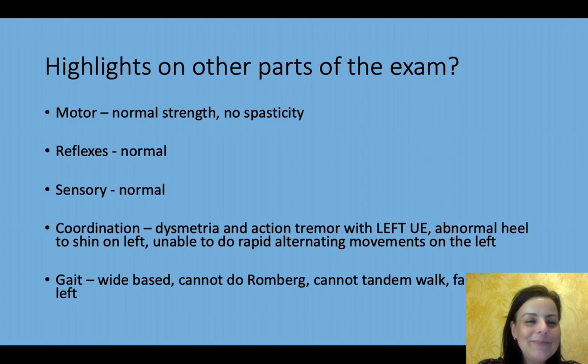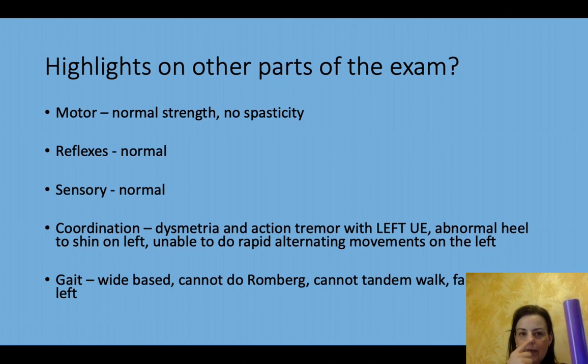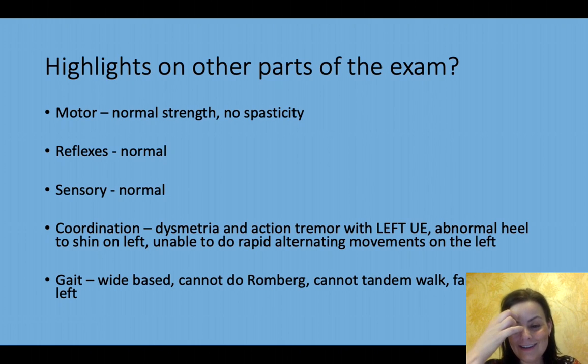So otherwise, let's see other highlights of her exam. She's got some abnormalities on her coordination exam. She's got some dysmetria. Dysmetria means when you are doing something like finger to nose to finger, you can't quite hit your target. If you're asking me to touch this thing, touch my nose, touch that thing, I might past point. I might go too far, or I might not go far enough. I have dysmetria. My brain can't measure the distance there.